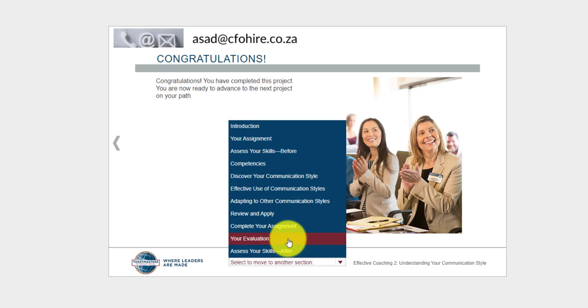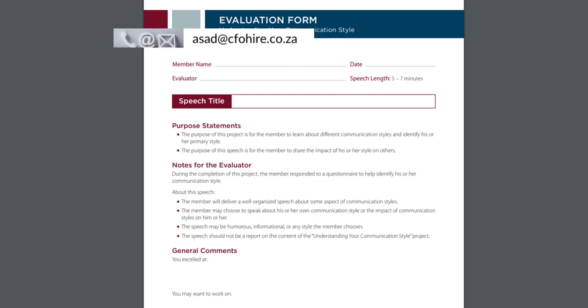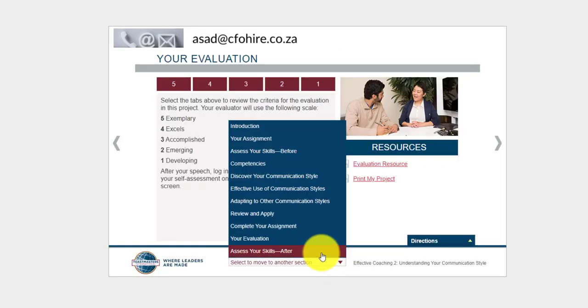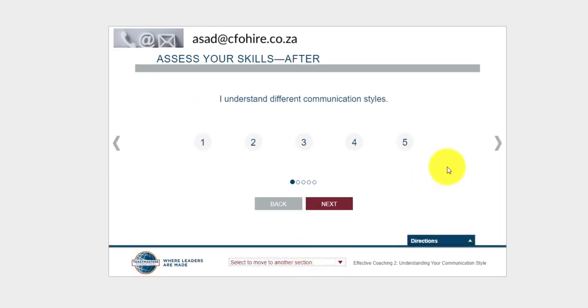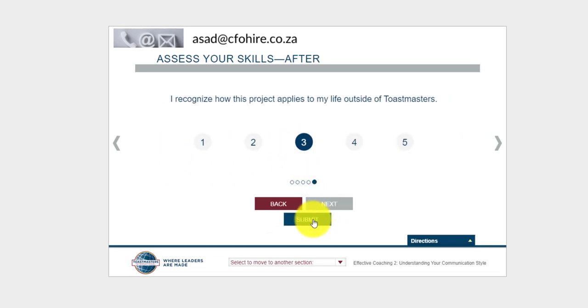So if you quickly want to print your evaluation form, you just click on the evaluation part, and then your evaluation screen will pop up. There you get an option to then print your evaluation resource, which you'll give to your evaluator. Once again, you will save it and print it out. Once you have completed your assignment, you can go into the last drop-down and assess your skill, and you will then be able to complete this assignment by clicking on the submit button.